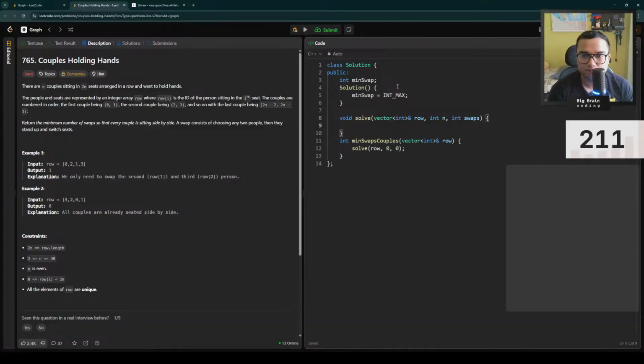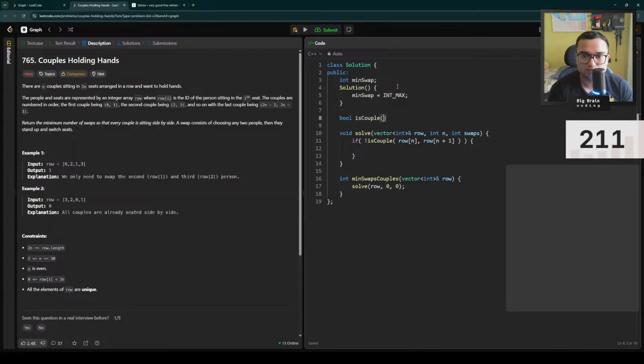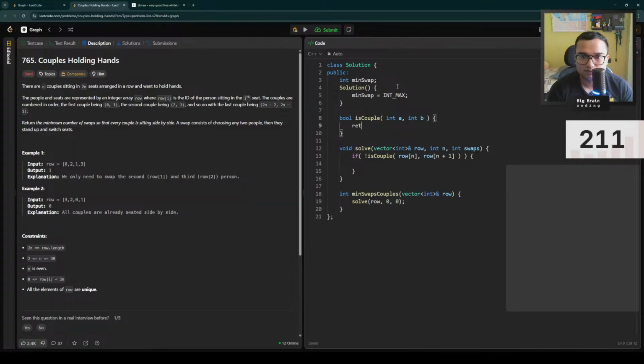Swaps. Now here, what do I need to check? If n and n plus 1 are a couple. If is couple, row of n and row of n plus 1. If it is not a couple, bool is couple. Int a, int b, return absolute difference of a minus b should be 1. If it is 1, then they are a couple, otherwise they are not a couple.